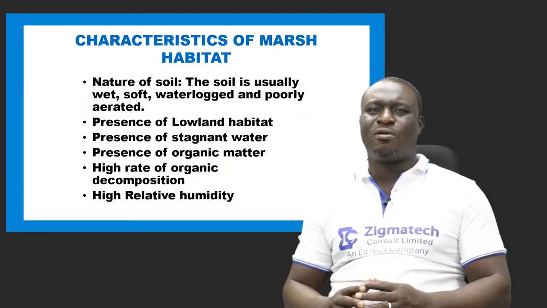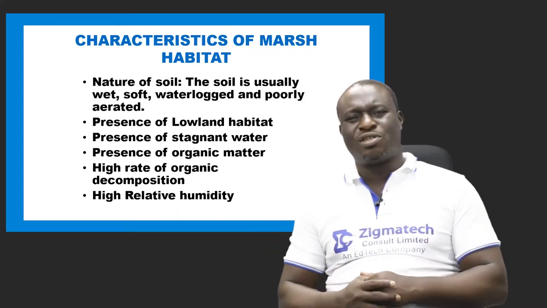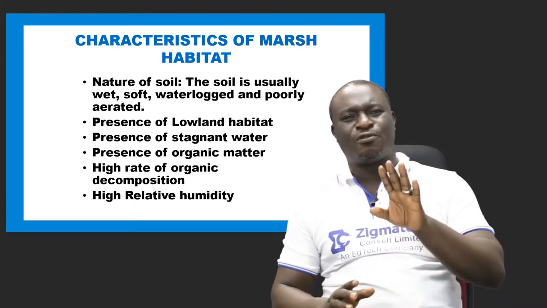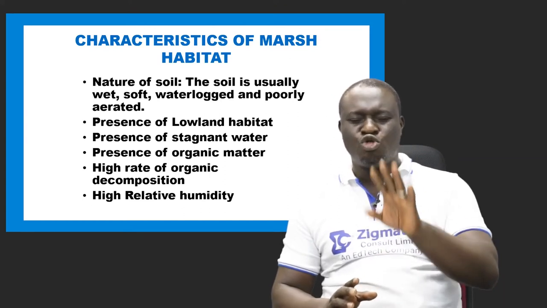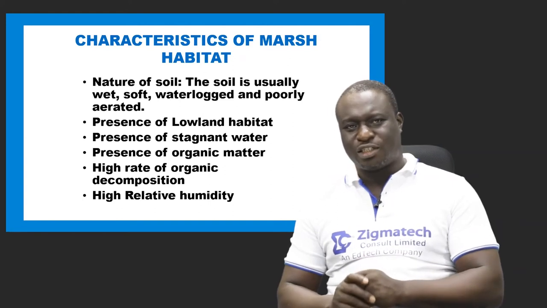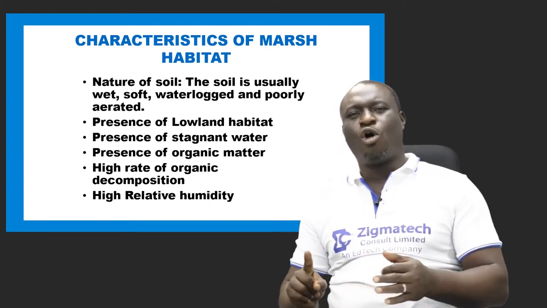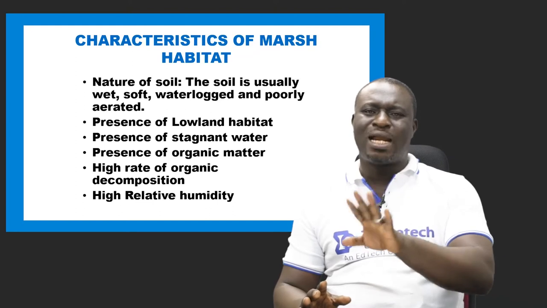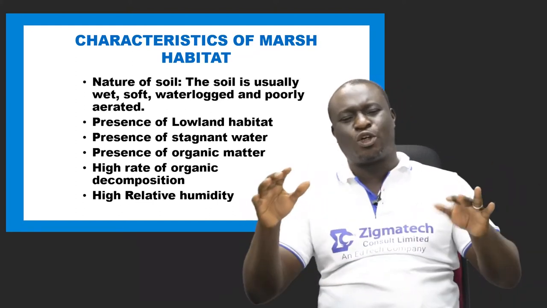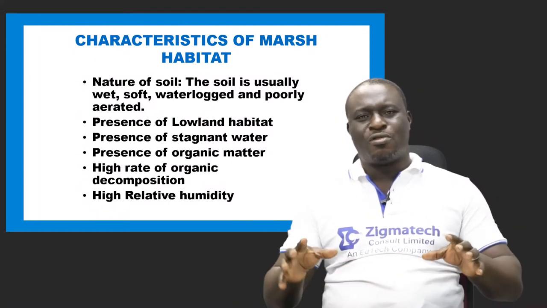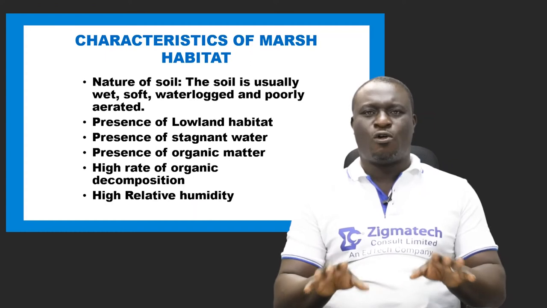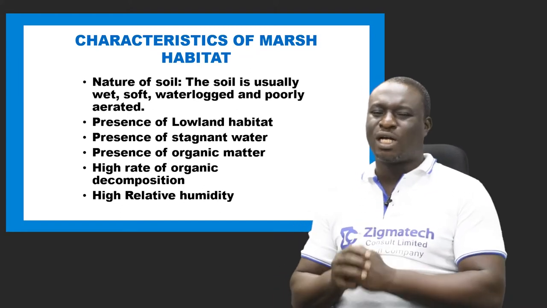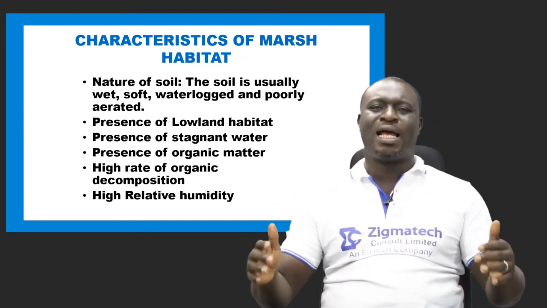Now, characteristics of marsh habitat. What are some of the characteristics you can identify or see in a marsh habitat? Number one is the nature of the soil. The nature of the soil is usually waterlogged. Remember, in our definition, we said so. It is wet, it is soft, and it is always waterlogged. Number two characteristic of marsh is the presence of lowland habitat. Remember, we said water accumulates on a lowland habitat. So the lowland habitat must be present for a marsh habitat to be formed. In other words, one of the features of a marsh habitat is the presence of a lowland habitat.